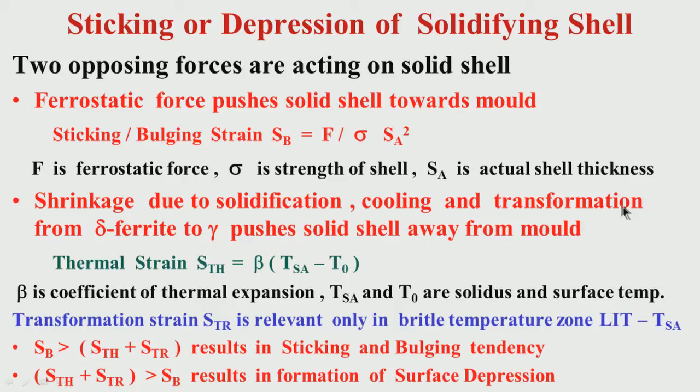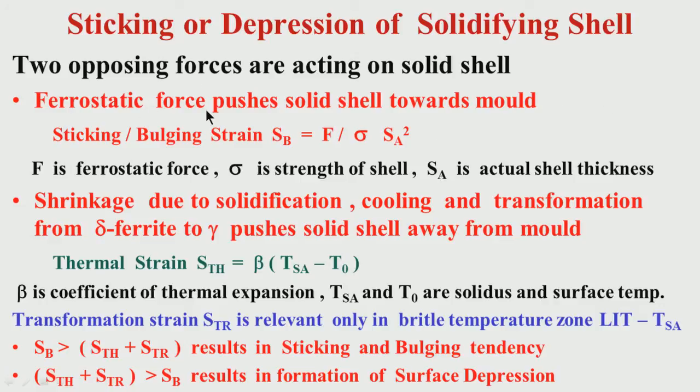Now, I will be talking about, based on whatever understanding we have developed on the strength and ductility of the solidifying strand, how this solid shell will behave for different concentrations of carbon. That means, when initially the shell is forming, what are the forces on it? There are two opposing forces acting on the solid shell.